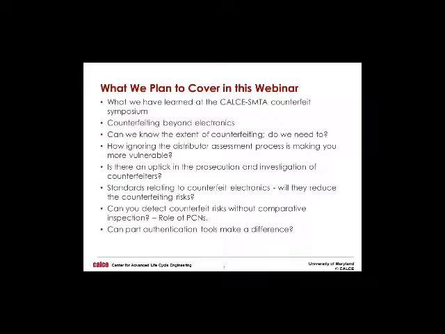Do we know how much is the extent of electronics counterfeiting, and do we need to? And as we go along, you can read through that list. If we run short of time for any reason, particularly it might be for my verbosity, the last item, that is the authentication tools, may be something that we will skip, although you will have the presentation in your hand when you get the copy of it.